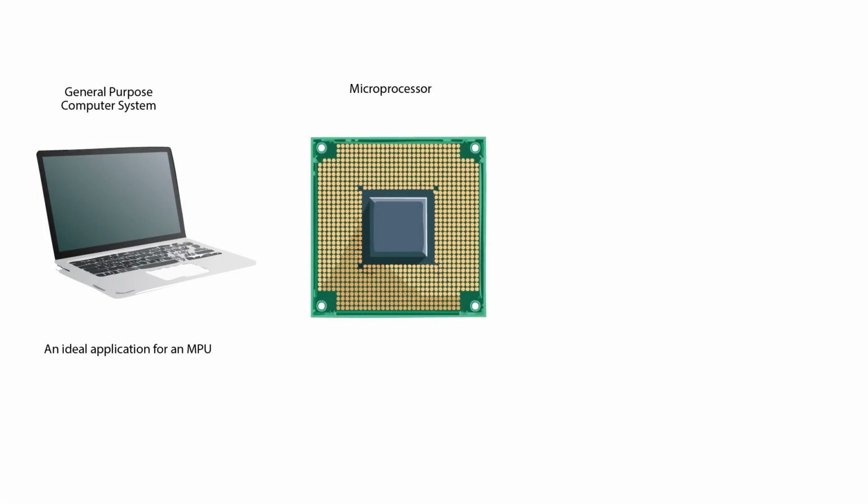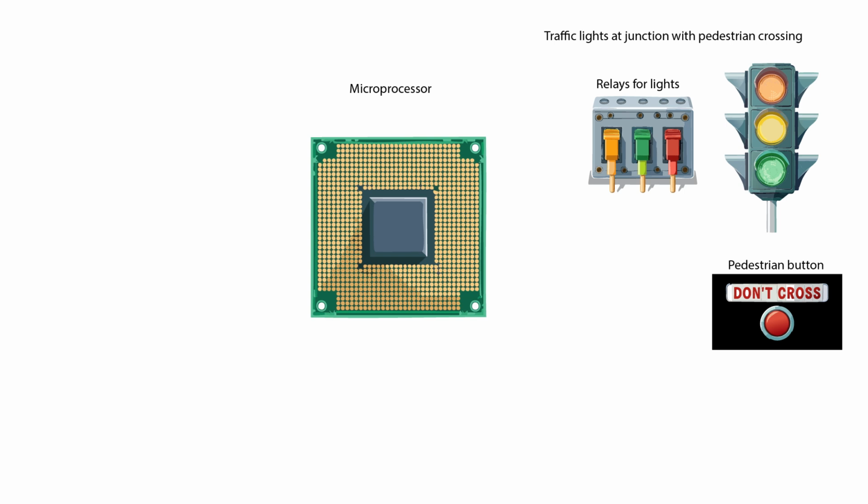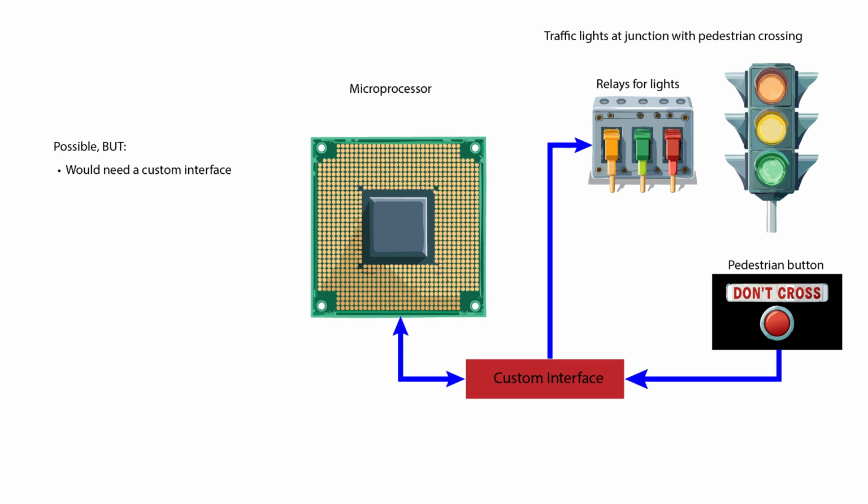So all of this is well and good if we want a general purpose computing system. But let's say we want to embed a little bit of computing power in another device. Let's take a traffic light controller at a road intersection as an example. Could we use a microprocessor for this purpose? Sure. We'd need to create a custom interface so it could work with the connected hardware.